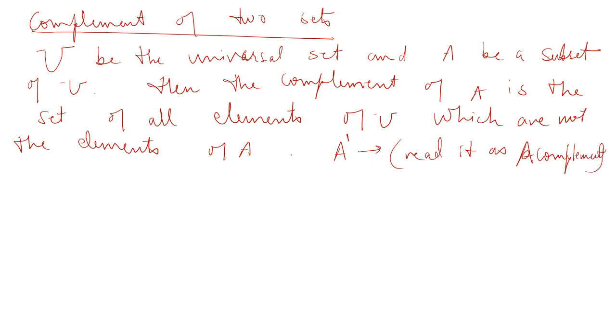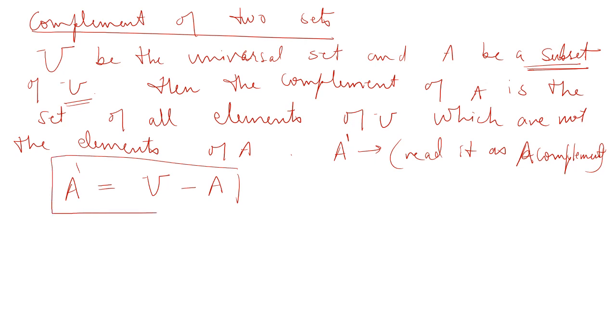If you consider U to be the universal set and A a subset of U, the condition here is that the set should be a subset of U. Then the complement of A is the set of all elements of U which are not the elements of A. In short, we can write it as A complement is equal to the universal set minus A, that is, A complement is equal to U minus A.